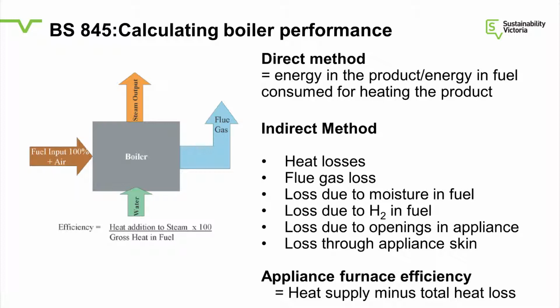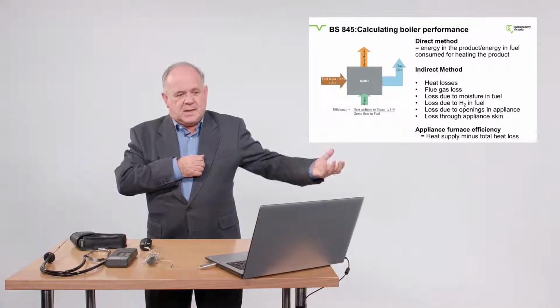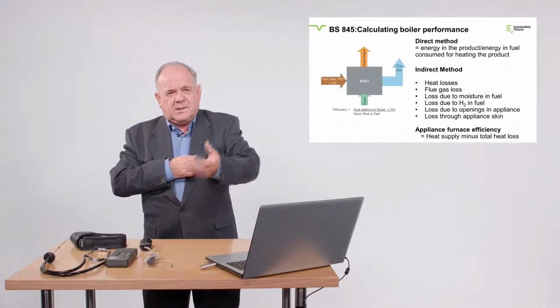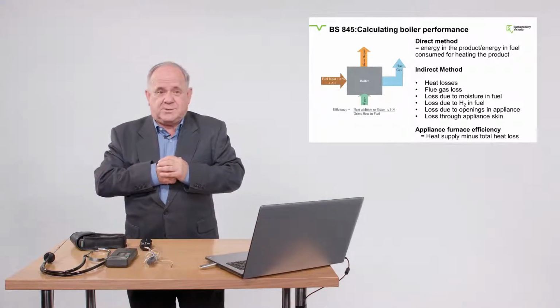The other losses from the skin of the boiler, you'll find most are very well insulated these days, so there's very little you can do about that, provided it's fully insulated. So really, it's all about how you manage the flue losses and whether you can reduce those. So the technique is basically to look at how much energy is in the fuel, how much energy is in the flue losses, and from that you can work out how efficient your boiler is.